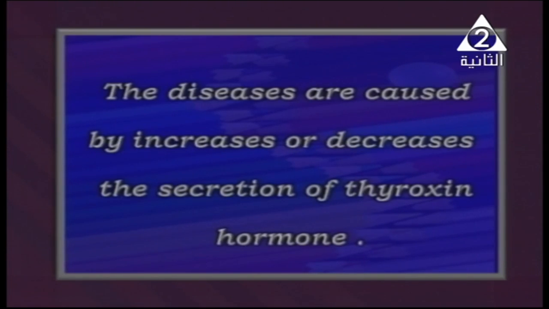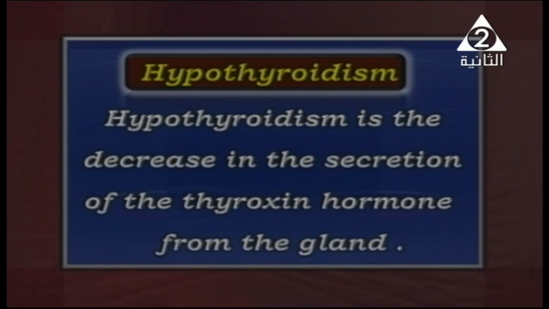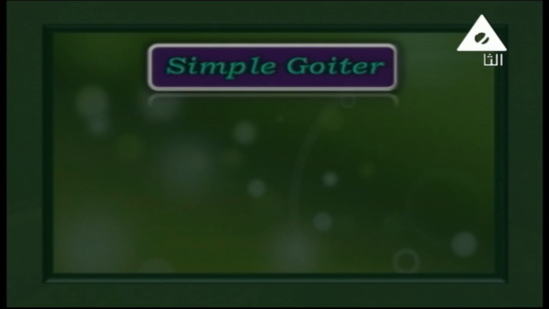Okay, and because we are talking about the thyroid gland, we have here hyperthyroidism and hypothyroidism. Well, hypothyroidism, it means what? It means decreasing, or deficiency, in the secretion of the thyroid hormone. So hypothyroidism is the decrease in the secretion of the thyroxine hormone from the thyroid gland that causes what? A disease which is called simple goiter.